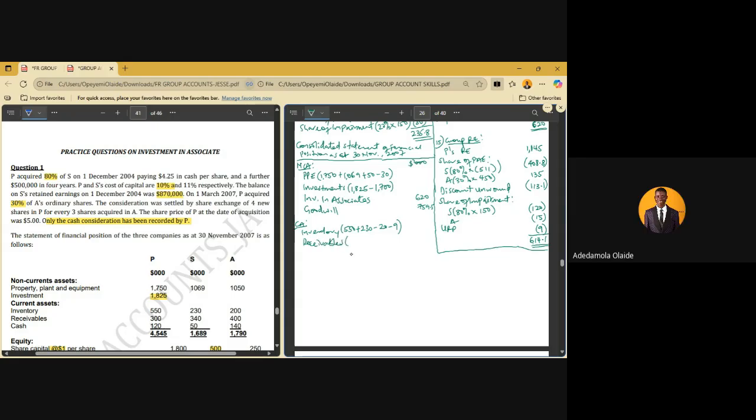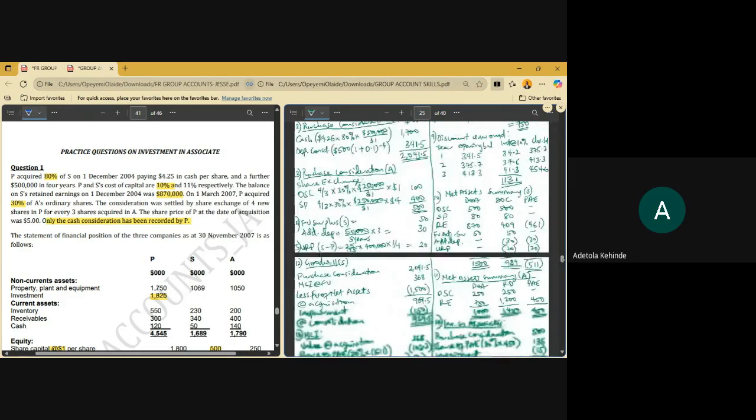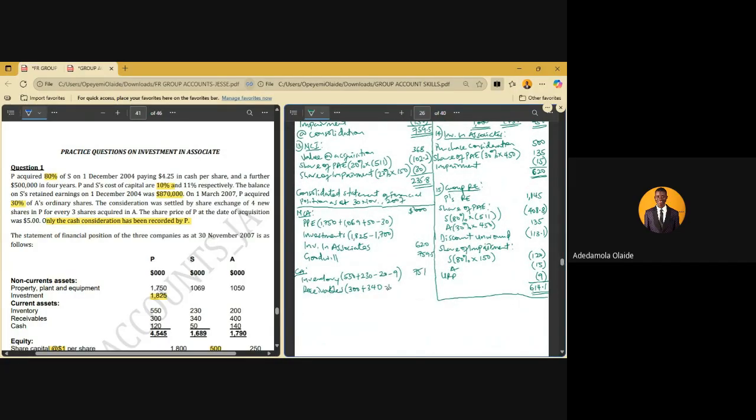Receivables. 300 plus 347 what? 751. You guys haven't given me PPU. So for the parent's receivables, we have an intra-group adjustment of 50,000. And we have cash of how much? 120 and 50. And that will give us what? 170. Summation.